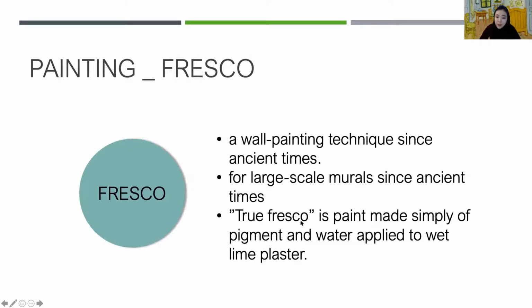True fresco is paint made simply of pigment and water applied to wet lime plaster. As the plaster dries, the lime undergoes a chemical transformation and acts as a binder, fusing the pigment with the plaster surface. It's kind of hard to understand what it is, so I'm going to share a video to show the process of fresco painting.